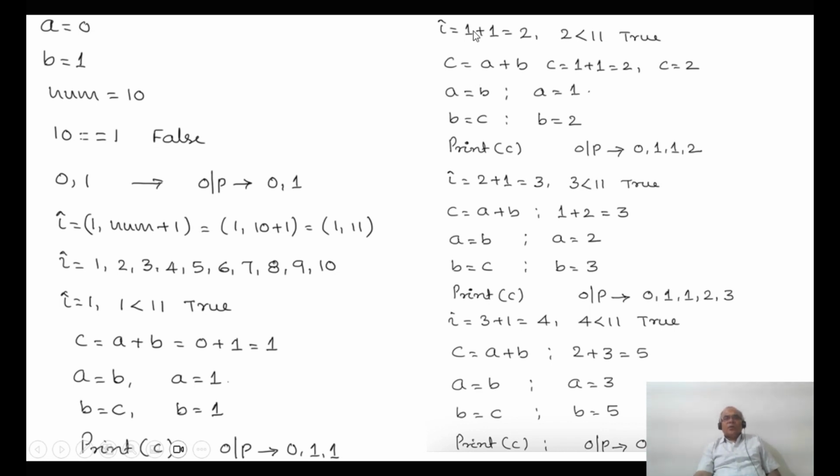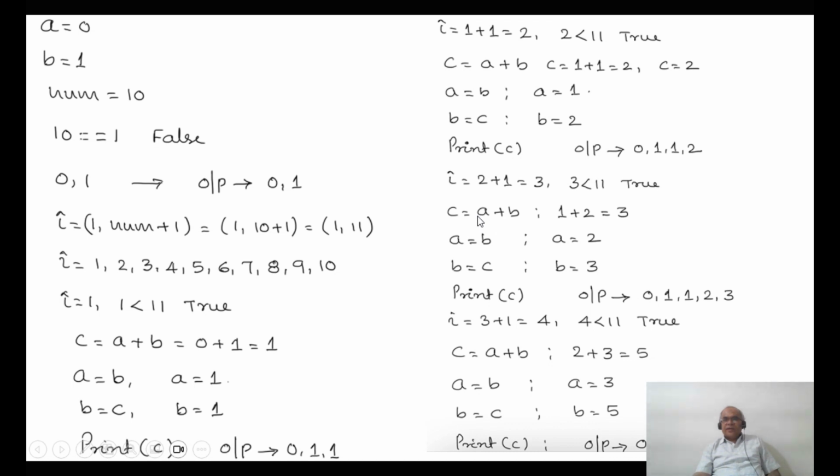Then I is equal to 1 plus 1 is equal to 2. That's what I have explained. 2 is less than 11, true. C is equal to A plus B, so it becomes 2. A is equal to 1 and B is equal to 2. Print C: 0, 1, 1, 2. Similarly, I is equal to 2 plus 1 is equal to 3. 3 is less than 11. Condition is true. C is equal to A plus B.